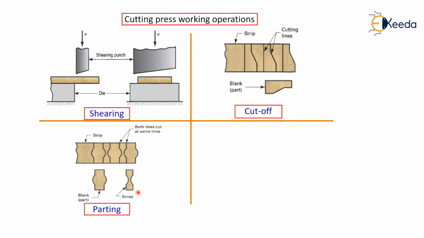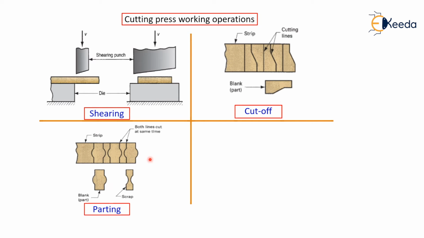Third operation is the parting operation. Parting involves cutting a sheet metal strip by a punch with two cutting edges that match the opposite sides of the blank. Here you will find that one cutting edge is matching this cutting edge, and again, this cutting edge is matching this cutting edge. This might be required because the part outline has an irregular shape that precludes the perfect nesting of the blanks on the strip.